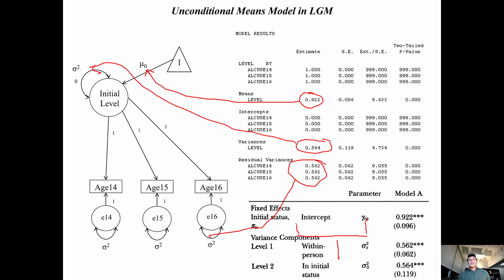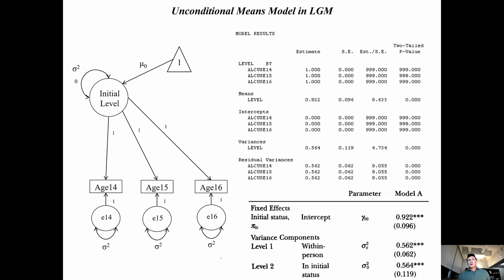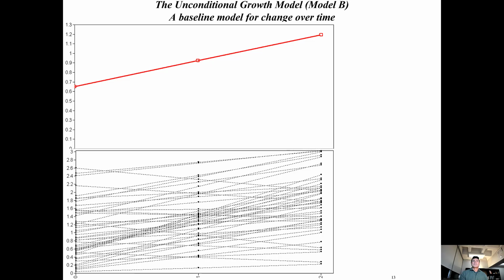All right, and then just to show, all in one slide, I get the same numbers that I did from SPSS. I get this 0.92, which is the average, the 0.562, which is the residual, and then my variance around that intercept is 0.564. So I can get the same data out of that system. All right, and then here is my second model that I'm going to fit. The first model was a no change model. This model is a linear change model, and this is the average linear change on top.